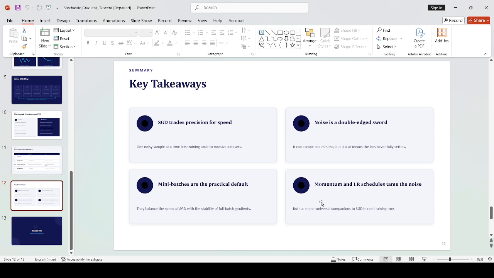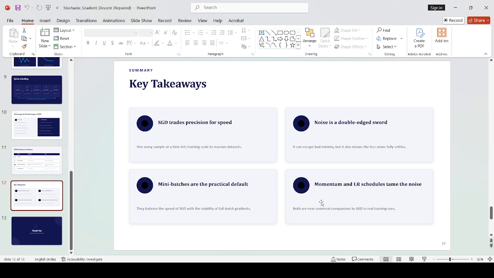Let us summarize today's session. Stochastic gradient descent updates the model using one training sample at a time, making it much faster than batch gradient descent. Although the updates are noisy, this randomness often helps the optimizer escape poor local minima. Mini batch gradient descent combines the speed of SGD with the stability of batch gradient descent and is the most commonly used optimization technique today.